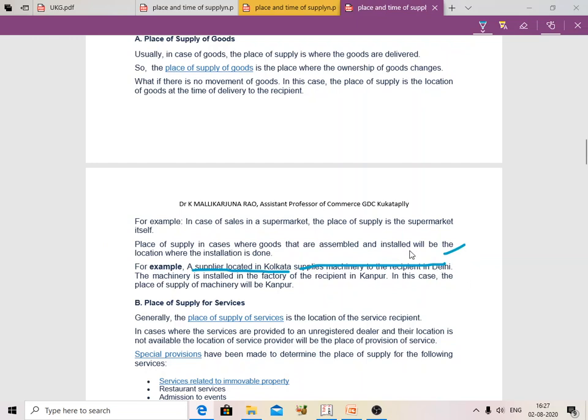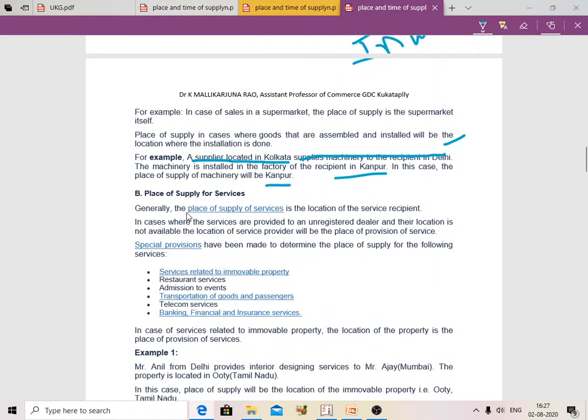West Bengal and Delhi, a union territory, make it a purely interstate transaction. The machinery is installed in the recipient's factory in Kanpur. So in this case, the place of supply of machinery will be Kanpur only. It is a movable product. Generally, the place of supply of services, which we can't touch, is the location where the service recipient is.